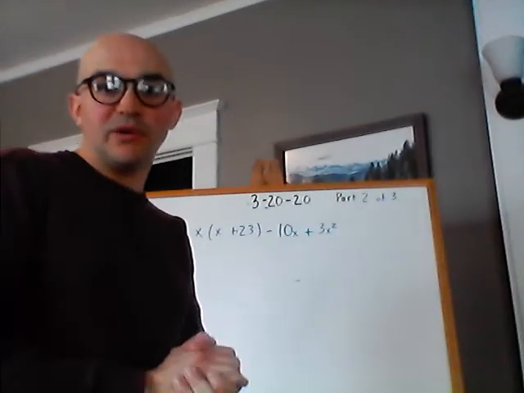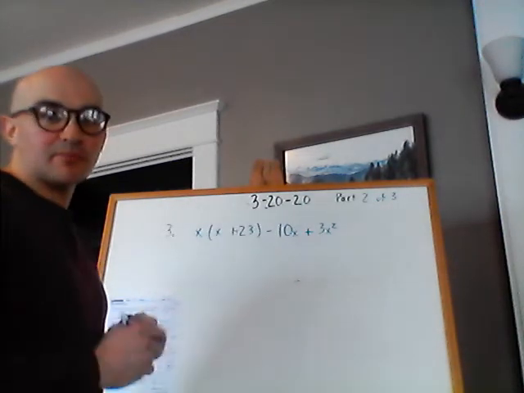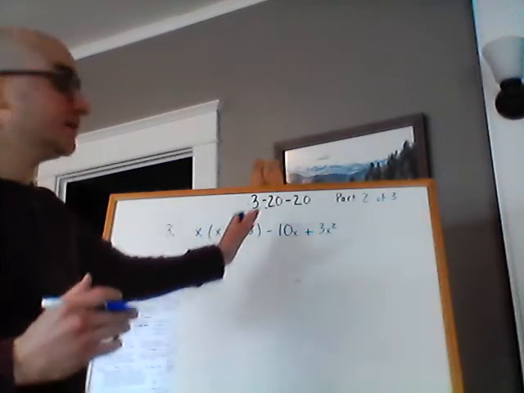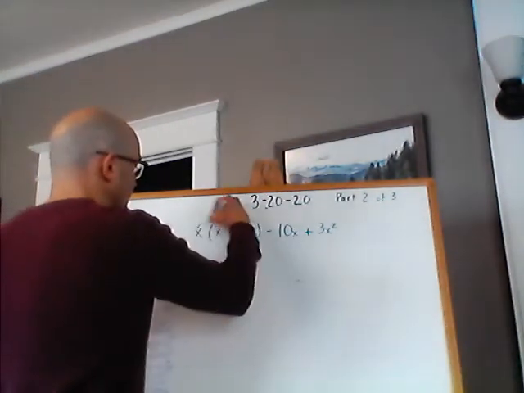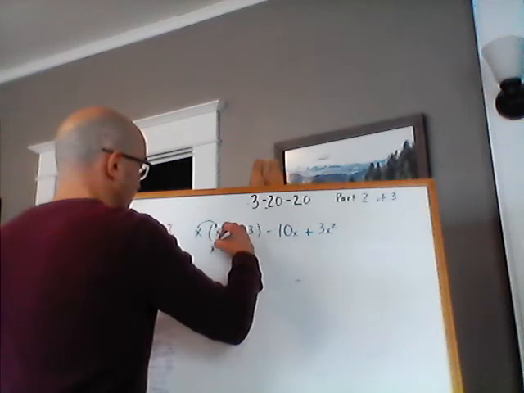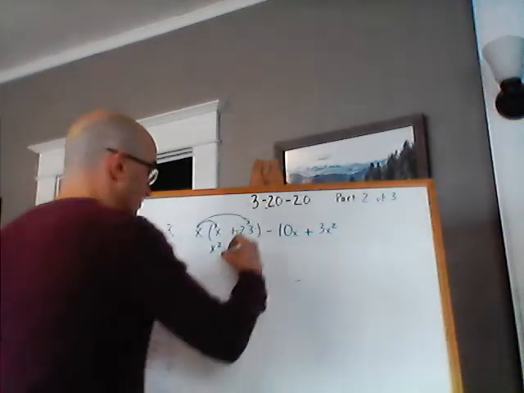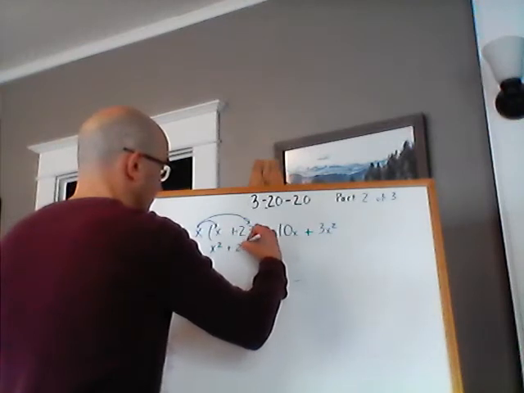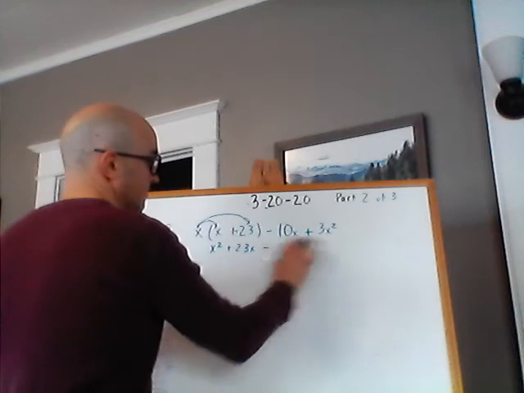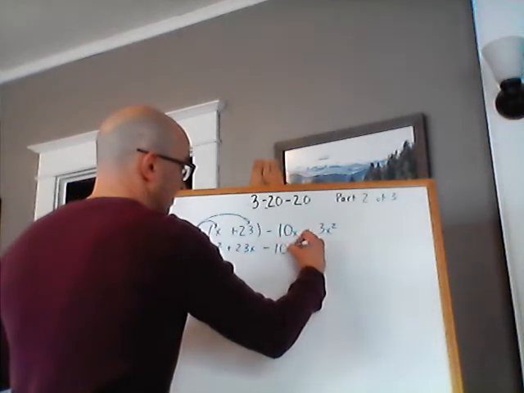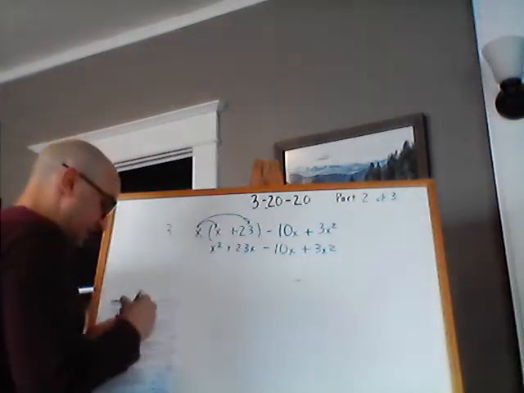All right, folks, so problem 3 is on the board, and we're going to use the distributive property again. But use the distributive property, combine like terms, simplify as much as we can. Here we go. X times x is x squared. Please don't write 2x there. And then x times 23 is 23x.